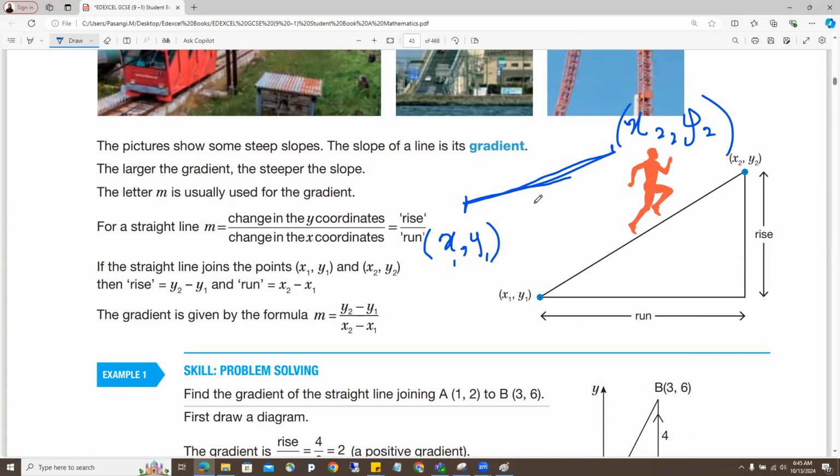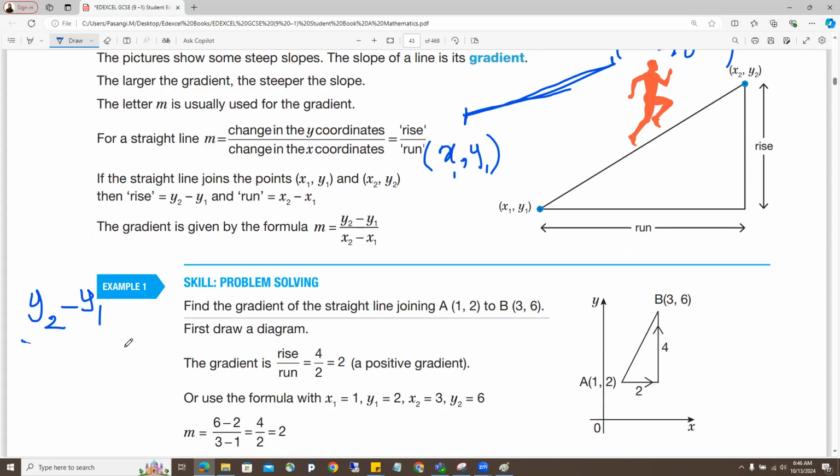What do you think? How are we going to calculate the gradient? The gradient, yes. First we need to get the difference, okay? Difference means the difference of the y coordinates. That means y2 minus y1 should be divided by the difference between the x coordinates, x2 minus x1.